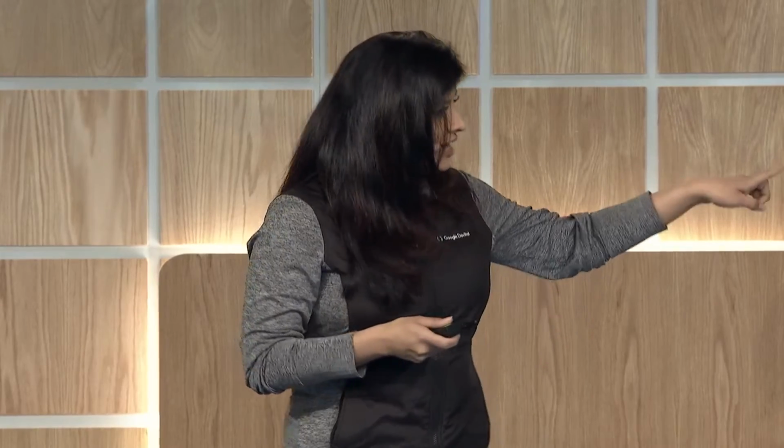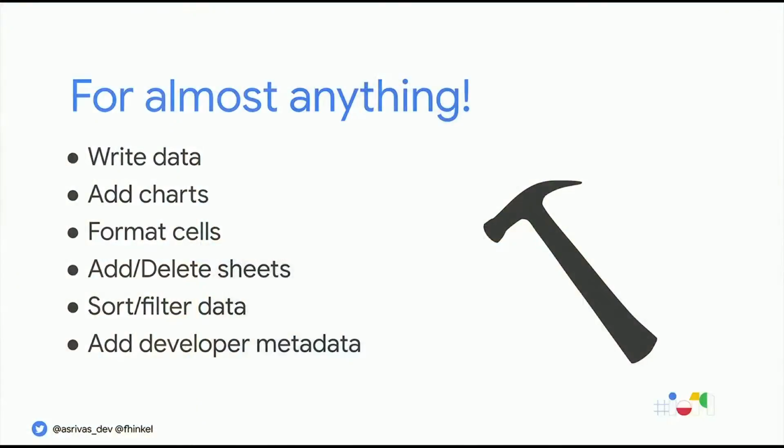So each one of those tasks that you see, those could actually be a different type of write, and you can still group them together. So let's look at all the different things you can do. Think of batch update as a big fancy list or a bucket for all your different modifications. It's a really big hammer for many of the tasks that you can do in the UI. So we already saw that you can write data. We'll be talking a lot about adding charts today. And you can do other things, like even add developer metadata.